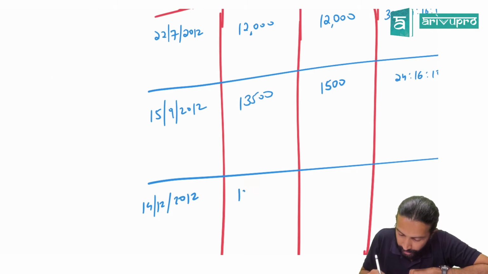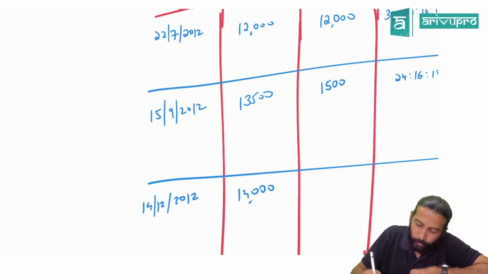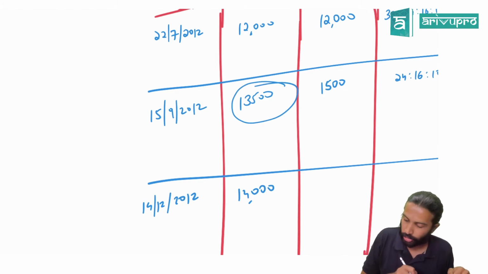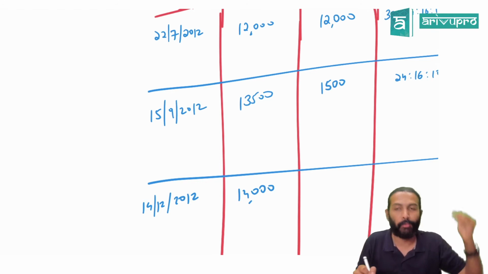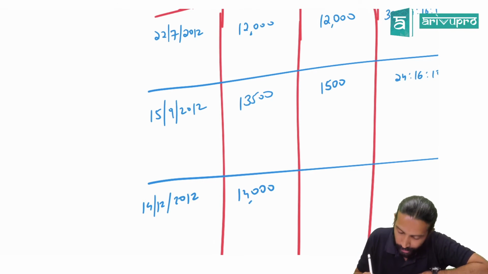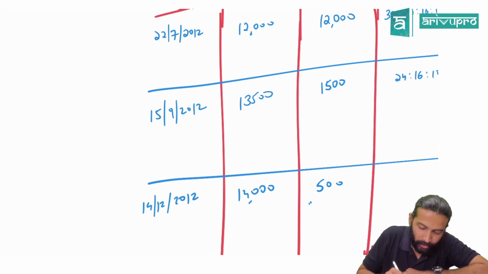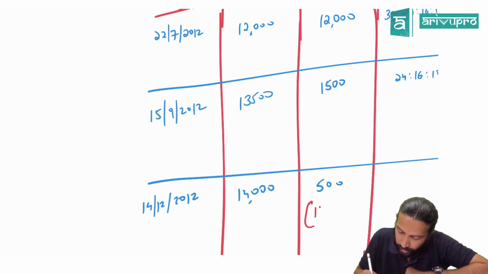14,000 is creditors ka balance. Till 15th September, how much was creditors ka balance? 13,500. From 13,500, it has become 14,000, means it has increased by how much? 500. If you want, you can write in bracket how we got this. Later on, you may wonder how we got 500. And 500, how did you get?